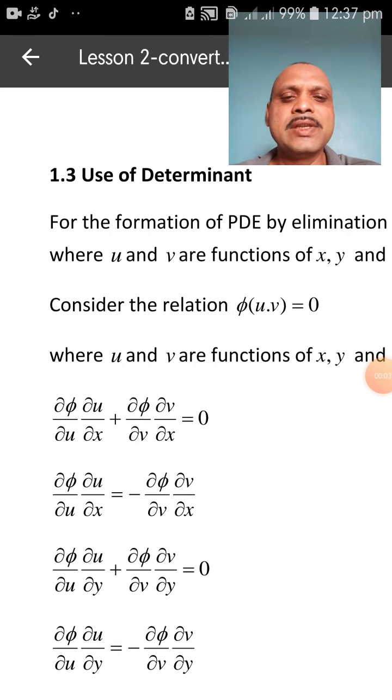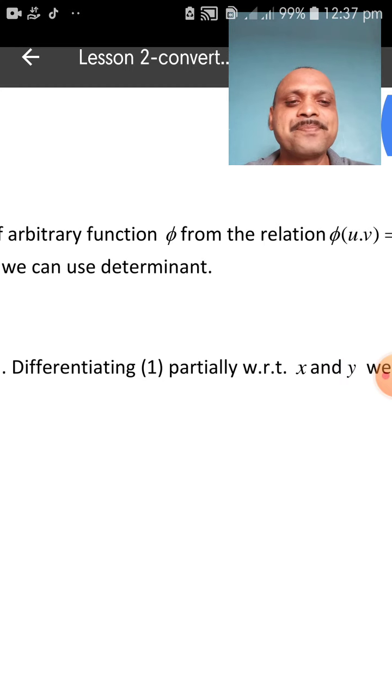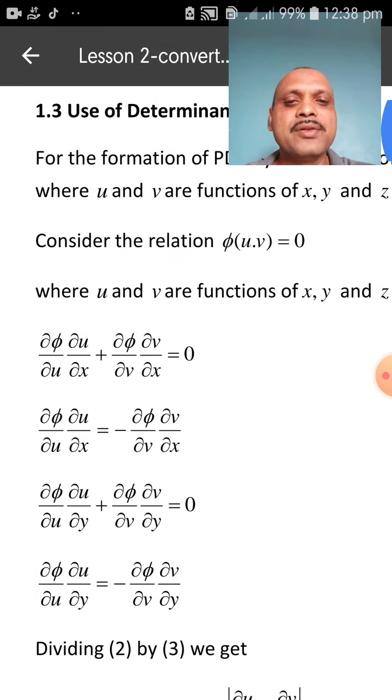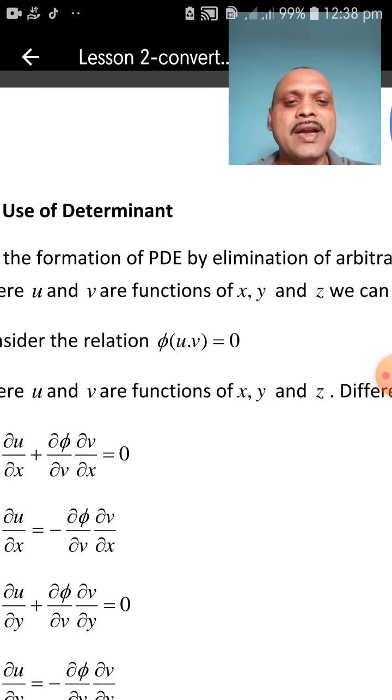In this video we will see one method of elimination of arbitrary function and formation of partial differential equation and direct method of solution of partial differential equation. Suppose that phi is a function of u and v, where u and v are functions of x, y and z. We have to eliminate this function phi from this relation.